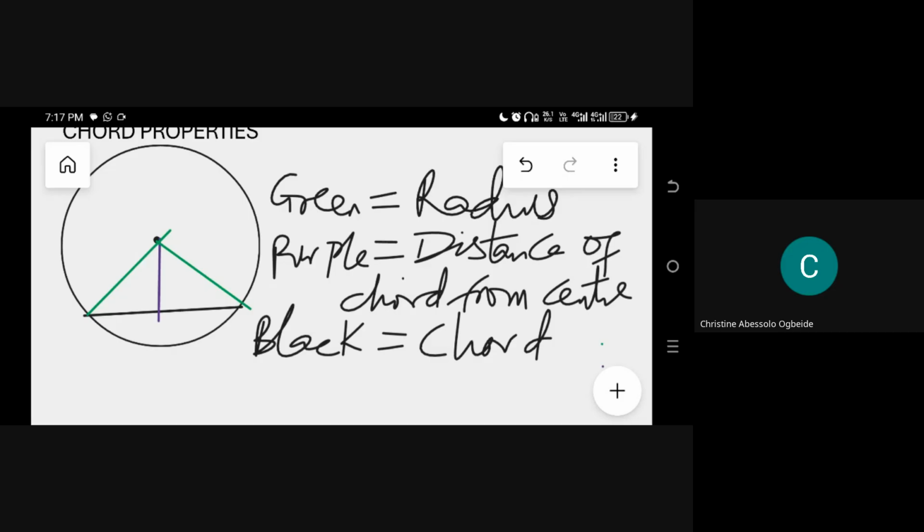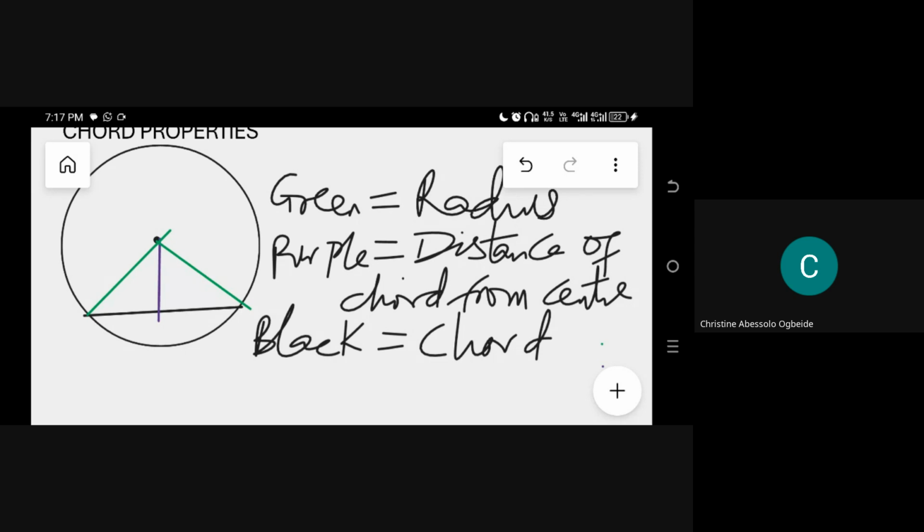Now you would have to be able to identify these three things properly because that is what you would be using in your calculations. You'll be needing this in your calculation. So you have to be able to identify, when you're told the distance of the chord from the center of the circle, where to put that value. The length of the chord is so and so.